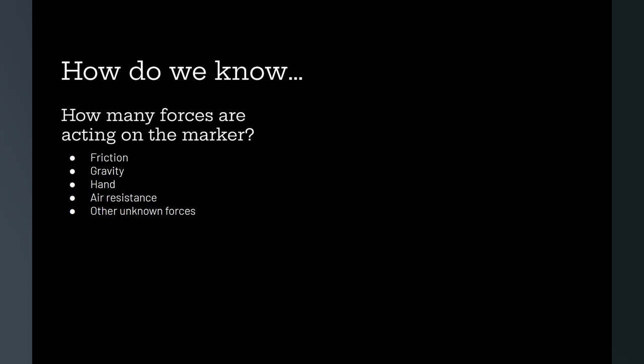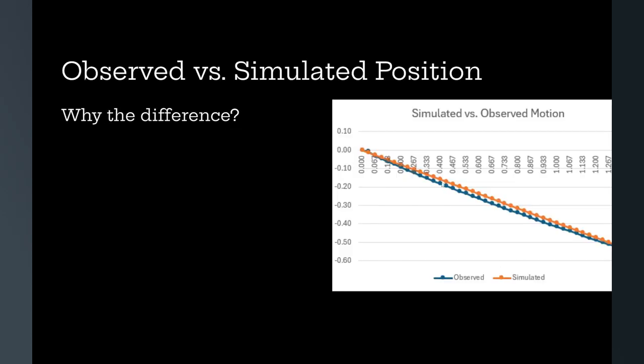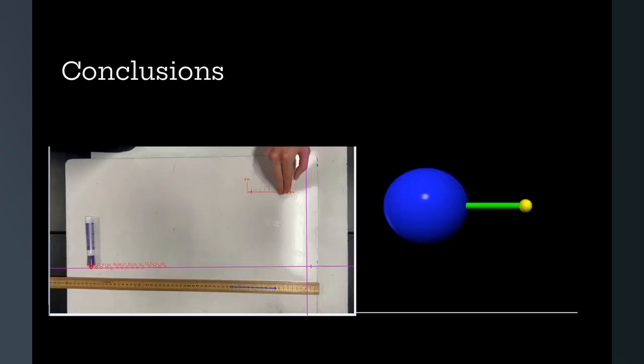How do we know how many forces are acting on the marker? Well, there's friction, gravity, the hand, air resistance, other known forces, other particles flying from space. We don't know how many forces are acting on the marker. And so there are discrepancies we can tell. They look very similar, but they're different between observed and simulated motion position.